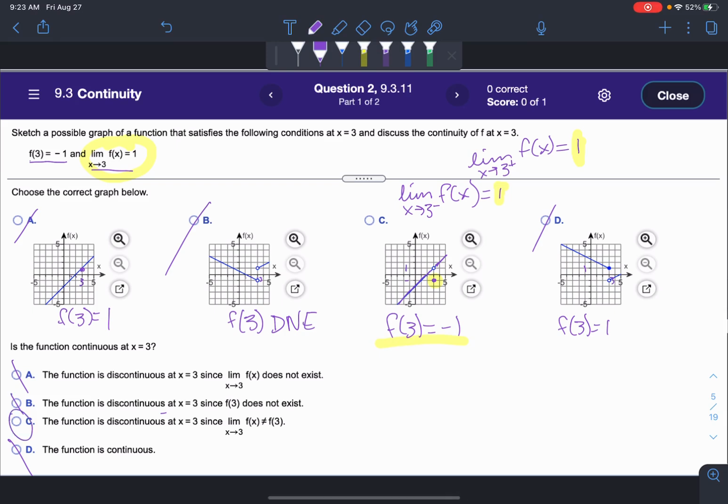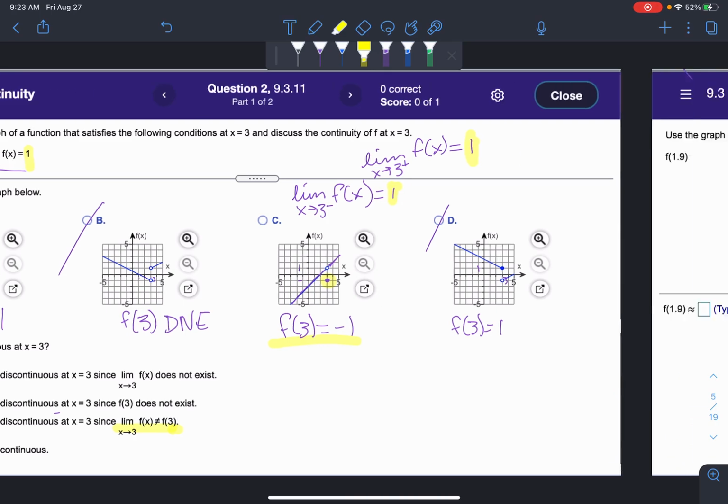So C is our answer, and that's because our limit is not equal to our function value, right? Because we were given that our function value is -1, but the limiting value is 1. So that's why C is the answer here.